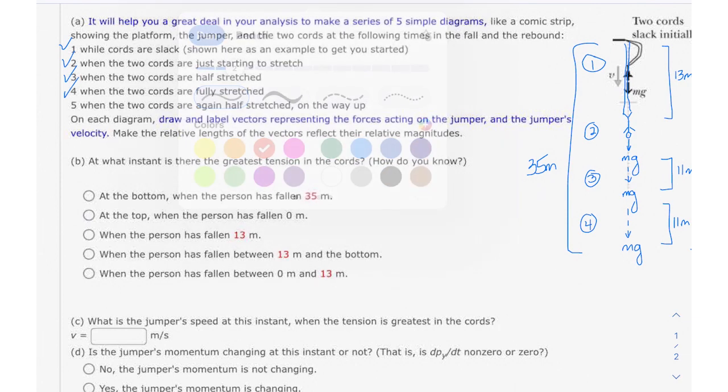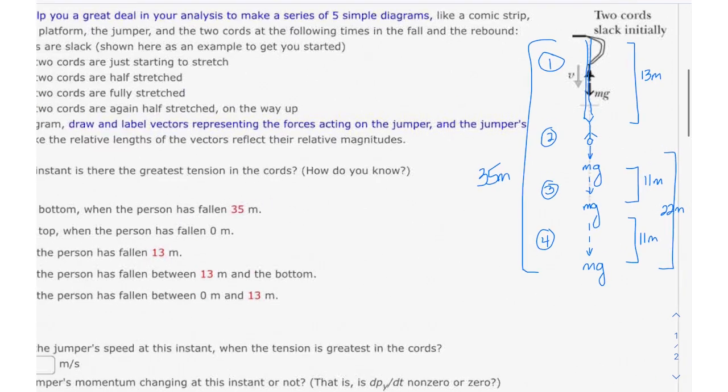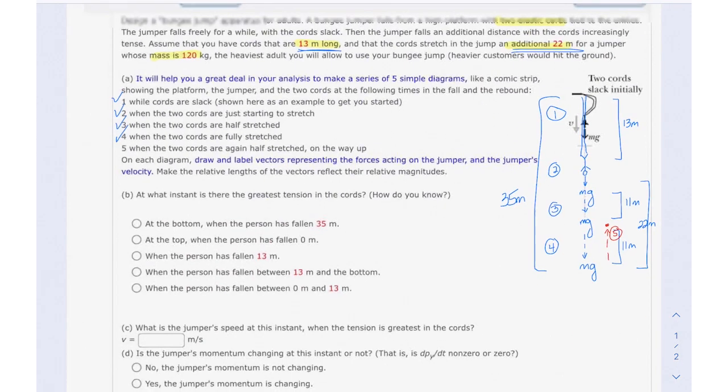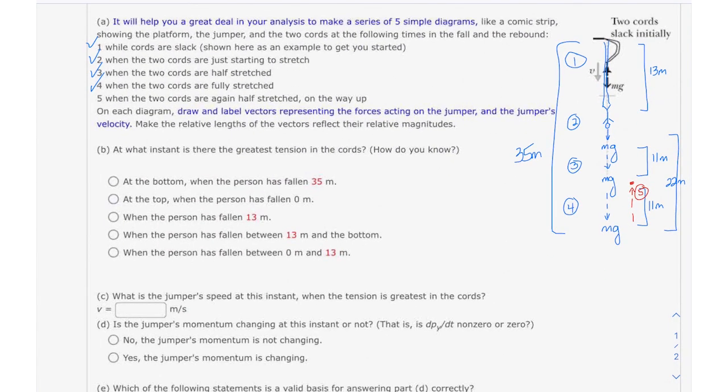And for 5, I'll color code this a little bit. Let's go the opposite direction, when the two cords are half stretched again on the way up. So now this would be half stretched, which would be for 5. We're on the way back up now, and we're here at this point. On the way up, those cords are half stretched, so that's what we would see with number 5. The red just indicates that we've reached our max and now we're on the way back up. Here we see mg included, and that's great.